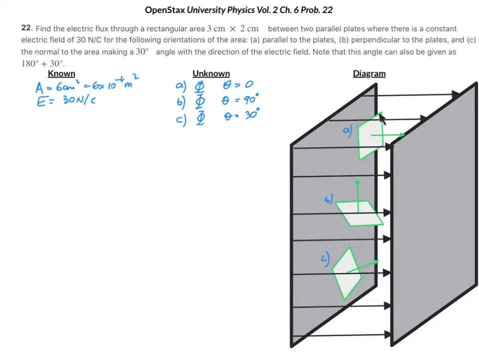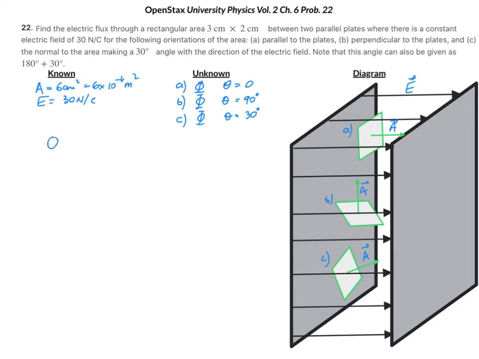So we're told that this rectangle is parallel to these plates. So that means that the area vector is going to be parallel to the electric field. I guess I should label these. So this is the electric field, and this is the area vector. All right. So in part A, the area vector is parallel to the electric field. In part B, the area vector is perpendicular to the electric field. And in part C, we have an angle that the area vector makes with the electric field.